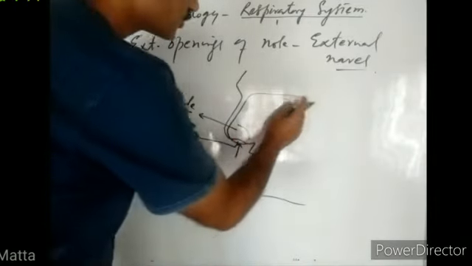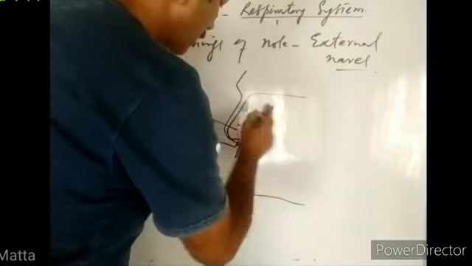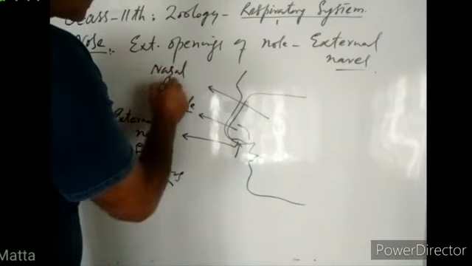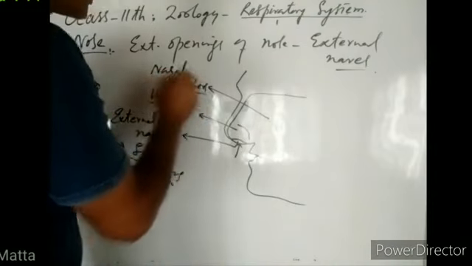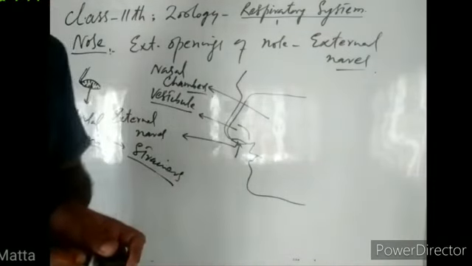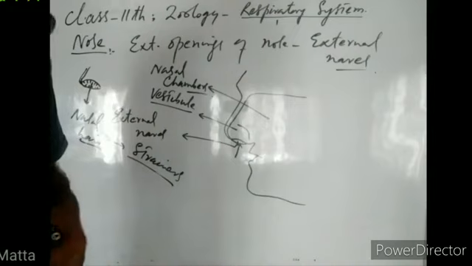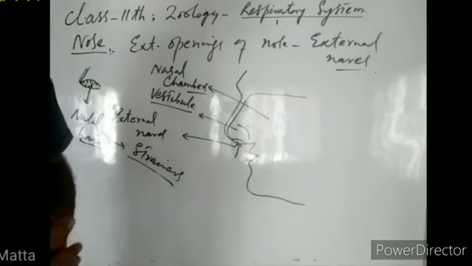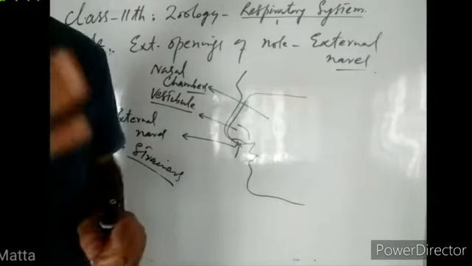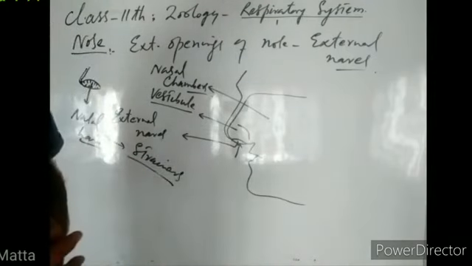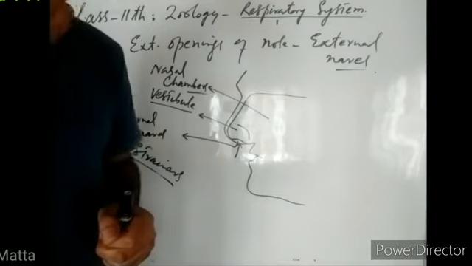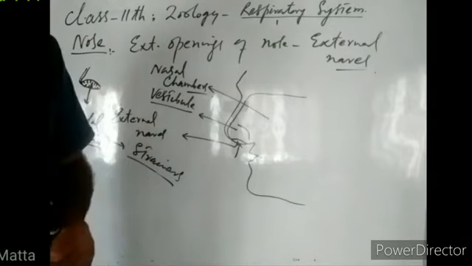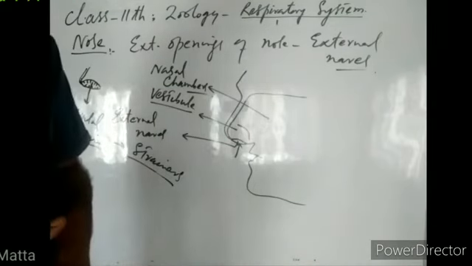Then this vestibule leads into a broad chamber known as the nasal chamber. The vestibule opens into nasal chambers. Our nose has two nasal chambers, one on the right side and another on the left side. These nasal chambers are separated from each other by a bony and cartilaginous septum. The anterior part of this nasal septum is cartilaginous, while the posterior part is bony.